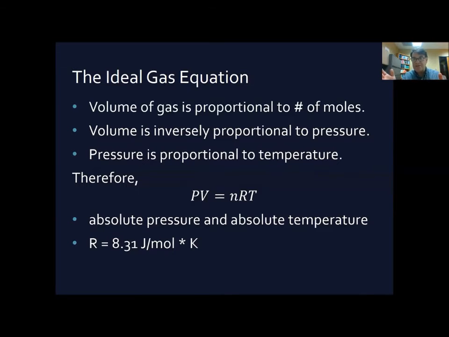That's the nature of a constant, of something that's proportional. And so then you do experiments and you discover that R is 8.31 joules per mole Kelvin. Okay, again, remember that it's absolute temperature, it's in Kelvin. Okay, the ideal gas equation.